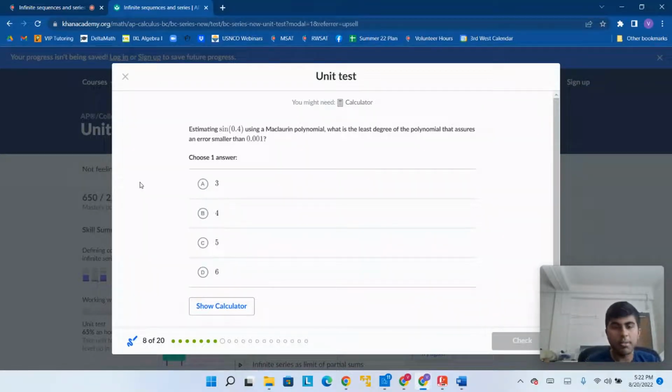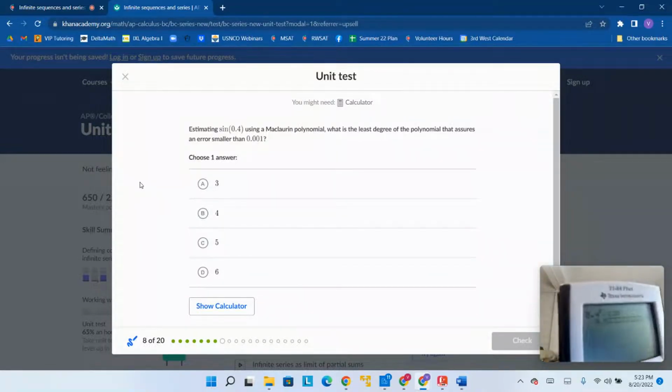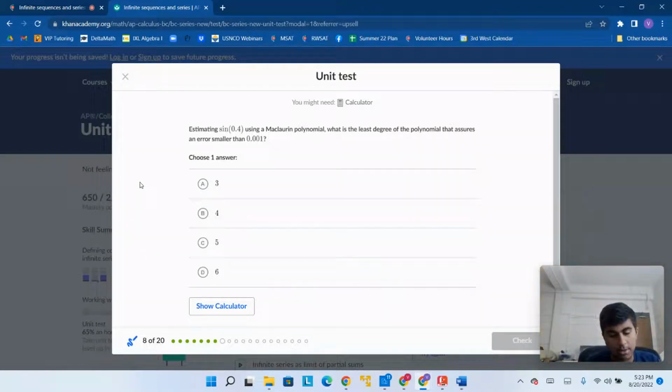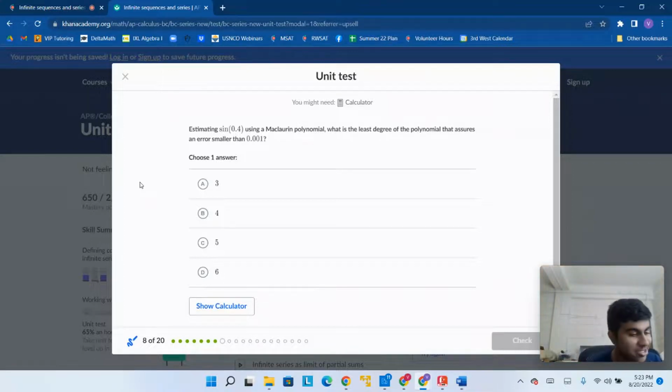Now we can just plug some numbers in. 0.4 to the 5th over 5 factorial. Let's try that. That gives us this as our error bound, which is really tiny, so that would definitely work. Let's try 4. That would give us 0.00106. It's this close, except that it doesn't work. So our answer is going to be 5, and we can move on.